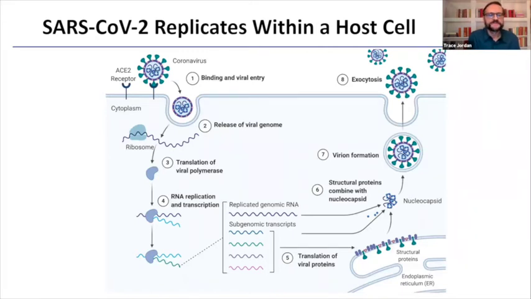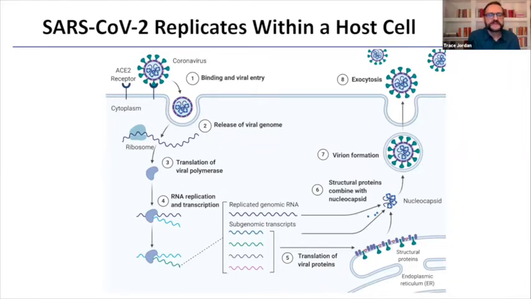Then what happens is that the RNA is used by the ribosome within the human cell to translate the genetic instructions in RNA into an enzyme called a viral polymerase. Viral polymerase is capable of making more copies of viral RNA, essentially amplifying and replicating the genetic instructions of the virus.